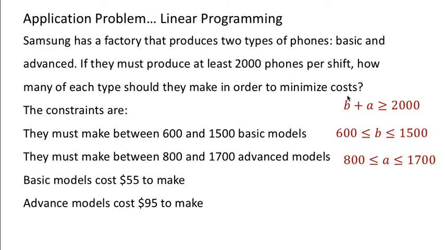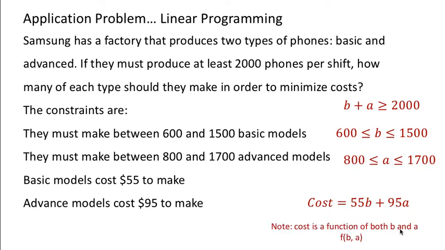And we want to minimize cost. So can we get an equation for cost? Yes, we can. Cost is going to be 55 times the number of basic we make, plus 95 times the number of advanced we make. So this is the formula that we'll use to work out costs when we find out what the minimum is. This is how we find our feasible region. You'll notice here cost is a function of both a and b. It's not just y equals f of x anymore. We've got y equals f of b and a. You might see y equals f of x, y in a lot of books. That's the way we tend to write it.